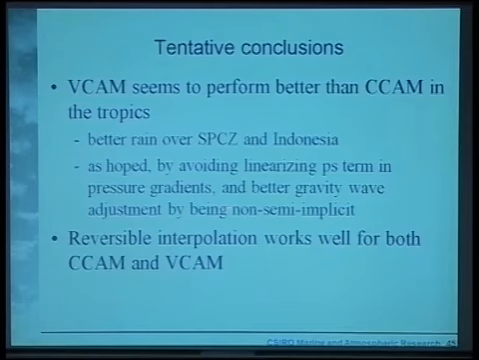So there's better rain over SPCZ and Indonesia, and that's what I was hoping for, because this linearisation, the PS term, the pressure gradients, and the slowing down of the gravity waves in semi-implicit, you'd think may affect those tropical regions. So that's all looking promising now, and so it seems to work well for both models, so I'll stop there.